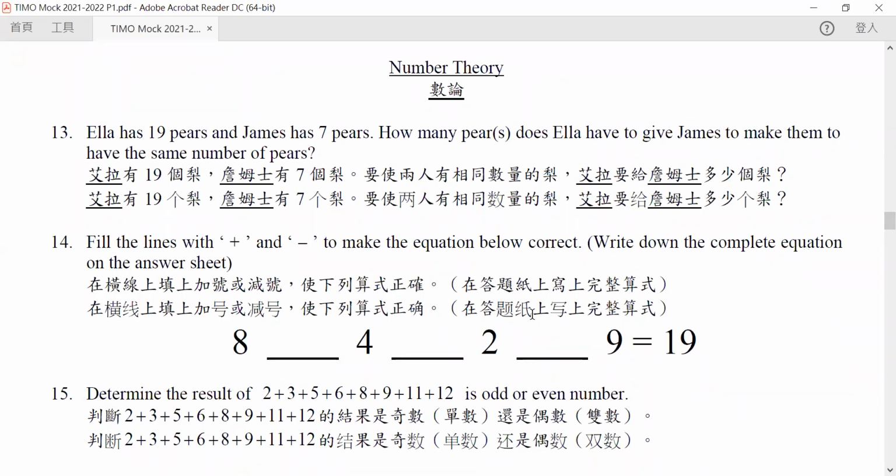So now let's go to our question number 13. Ella has 19 pears and James has 7. How many pears does Ella have to give James to make them have the same number of pears? Okay, so let us look into this. Now, this type of question is called the exchange.